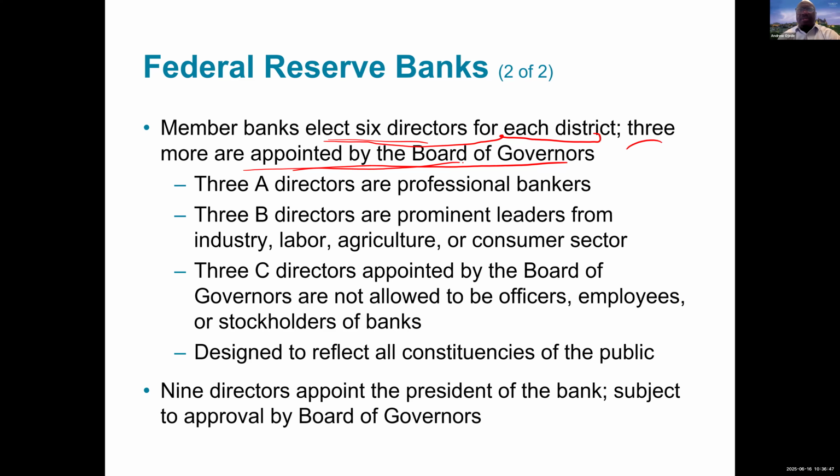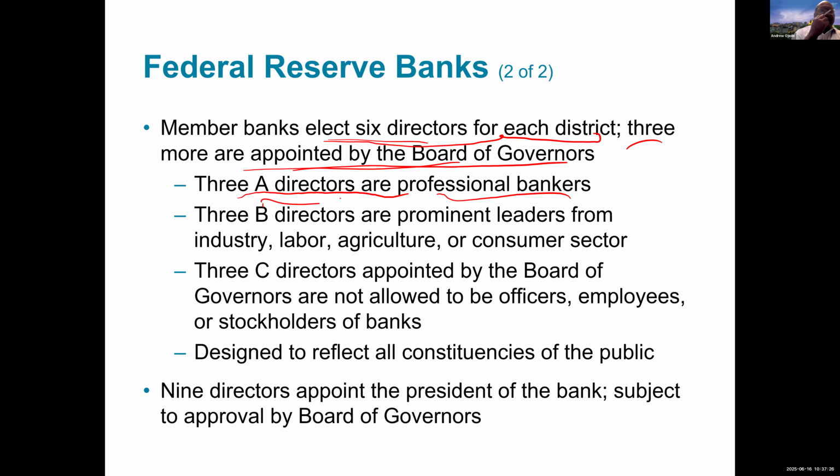So let's look at the classification of the nine directors that I talked about. There's what we call 3A directors. 3 of the 9 directors are supposed to be professional bankers, so we call them 3A directors. They're supposed to be people whose profession has been in banking. They understand banks very well, how banks operate, like we just talked about in management of financial institutions. Some of them could be former bank CEOs, people who have run banks, bank executives.